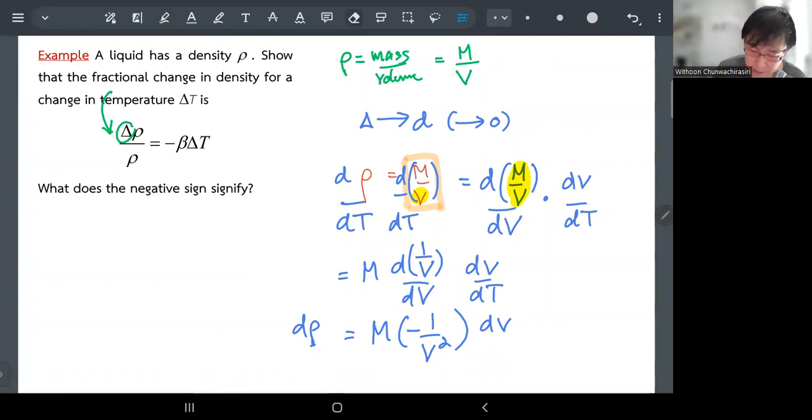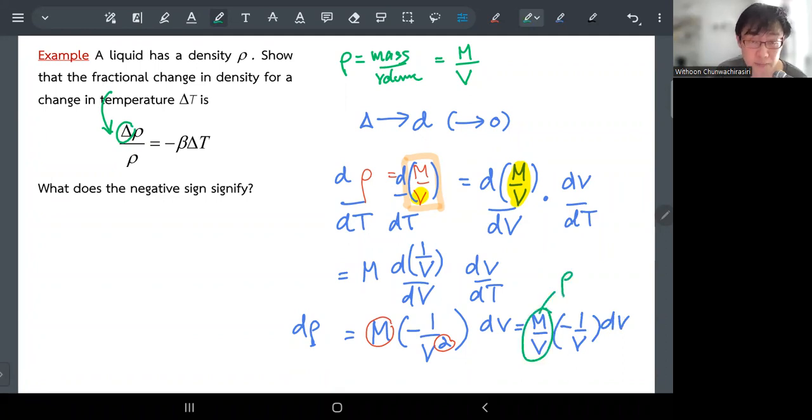Oh, almost done. All right. And what you can see from here is that now there's an m and there's a v squared. So if you steal one of the v's and plug it in the front, it will look something like this. It's going to be m over v times negative 1 over v dv. You're almost done here, guys. m over v is just rho originally. And then you can move this rho to the left-hand side. So here comes the result. d rho over rho, that's the left side of the equation, is going to be equal to negative 1 over v dv.